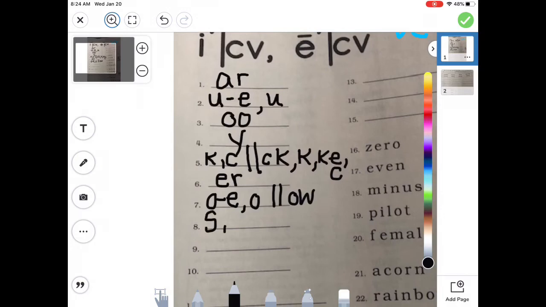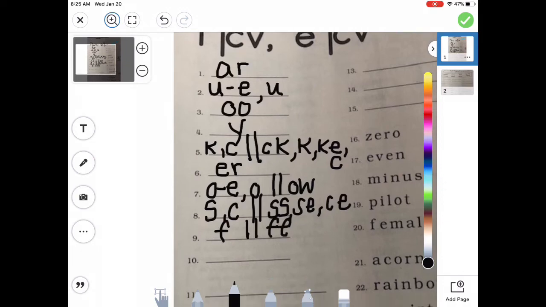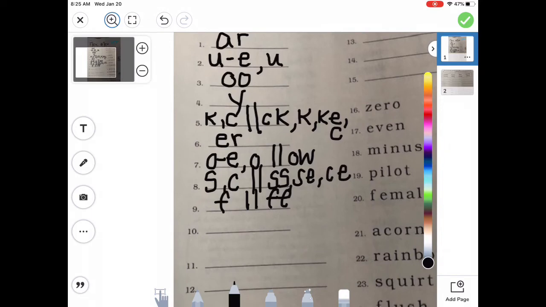We have S and C make the S sound, but now this is the hard part. The endings, it can be SS after a short vowel. It can be SE after everything else, and then CE after a long vowel. And then what about F? Very good. But also ending FF. Remember, that's that floss rule where it has 2 F's at the end after a short vowel.